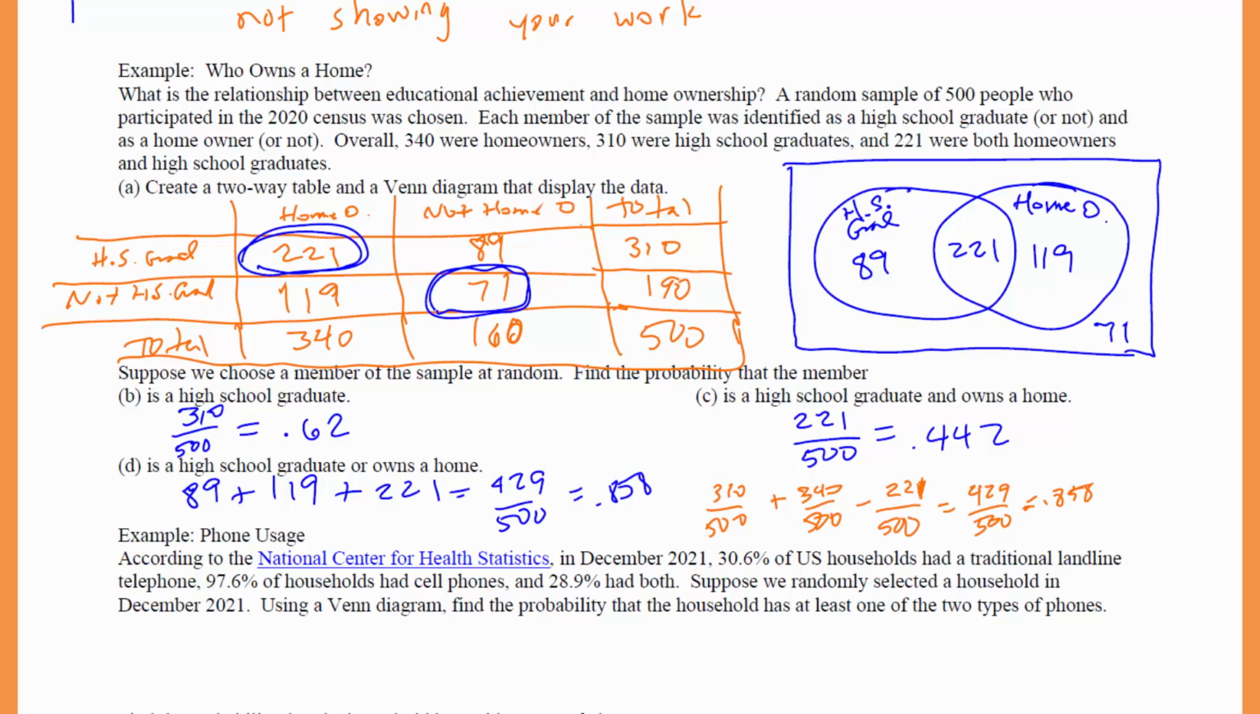The third way that we could have answered this question is to find the opposite of being a high school graduate or owning a home. The only thing that's left out are the people who are not doing either one. So the opposite of this is 71 people. So the other way we could have gotten this is to take 1 minus 71 out of 500. 71 out of 500 is 0.142. 1 minus 0.142 is 0.858. So there were 3 different ways that we could have gone about solving that problem.